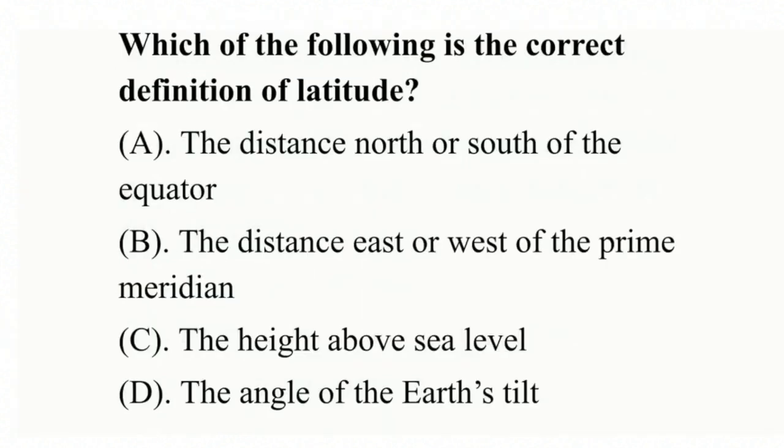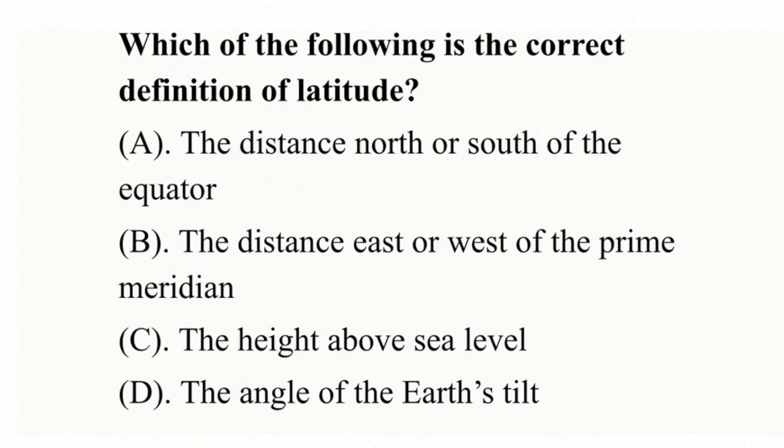Which of the following is the correct definition of latitude? When you deal with latitude, it is dealing with a distance that is north or south of the equator. Latitude is a measurement of how far a location is north or south, and it is measured in a horizontal direction on maps and globes. That's just something that you need to be very aware of. Let's see what else we have here. The distance east or west of the prime meridian, that's longitude. So we are looking at latitude instead.